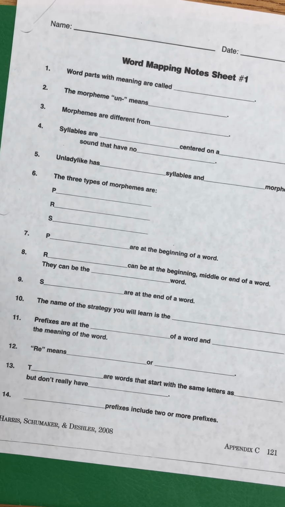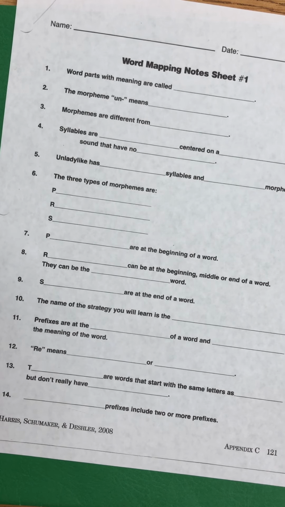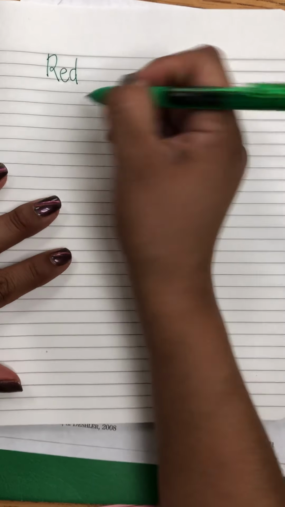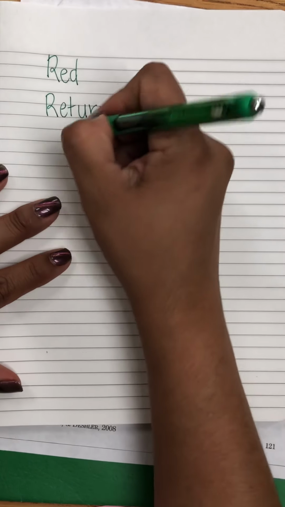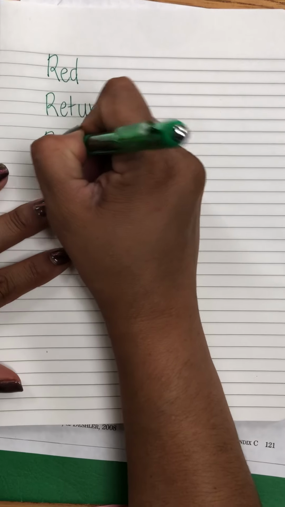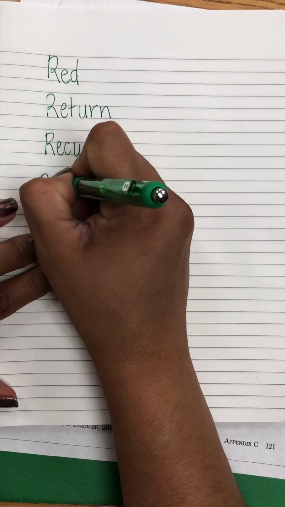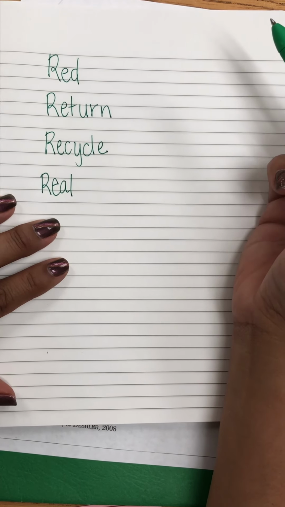So I have the words read, return, recycle, and reel. So I'm gonna go ahead and write those down here so that you could see what I'm talking about. Okay, I'm looking at the word red, as in the color red, sorry. Return, recycle, and reel. So if I asked you to isolate these prefixes, some of these do have RE.